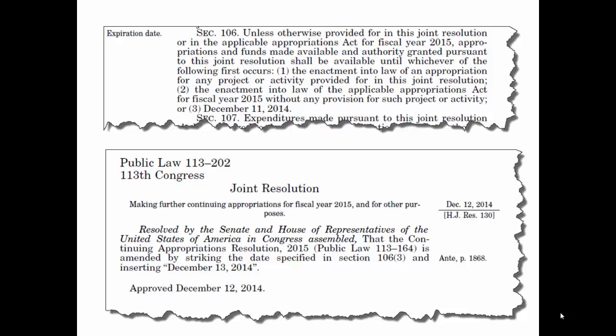There's another complication in a CR. Even though we need to be aware of the duration of the CR in Section 106, we also need to consider the period of availability that needs to be assigned for accounting purposes. This period of availability, or POA, will become important when the CR becomes a full year appropriation. How do we determine this POA? That's done in building block number 4.